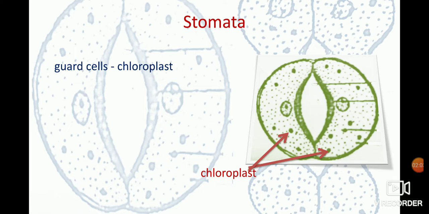Due to synthesis of these carbohydrates, the turgor pressure of the guard cell increases, which results in the opening of the stomata. When the turgor pressure decreases, the stomata are closed.